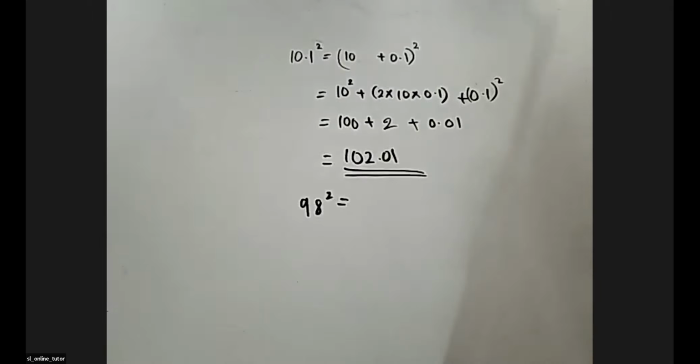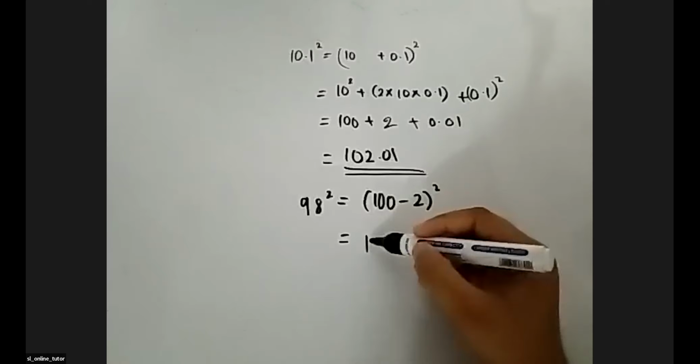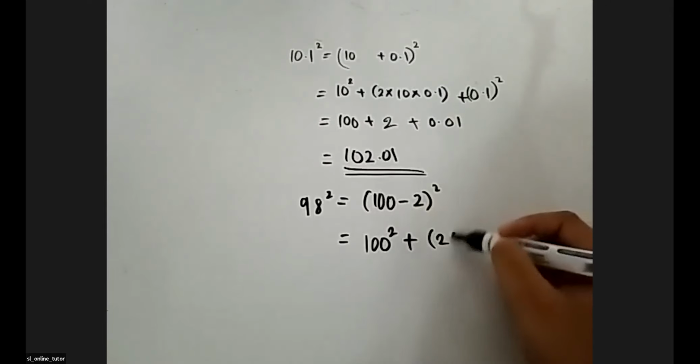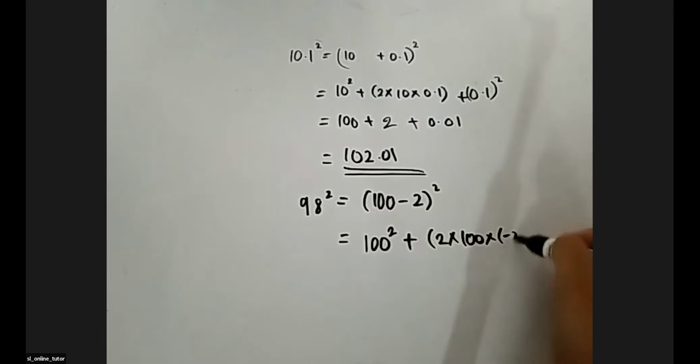This one was exactly there in your exercise. I remember I discussed this with one class. It was there in your last exercise, not the miscellaneous. The other exercise, it was there, I remember. 98 squared. Okay, teacher, done. Okay, 100 minus 2. So 100 minus 2 is 98, right? So 100 squared plus 2 times 100 into negative 2 plus negative 2 squared.